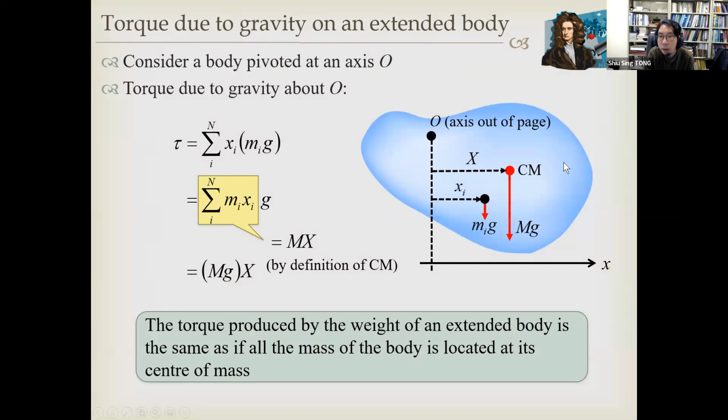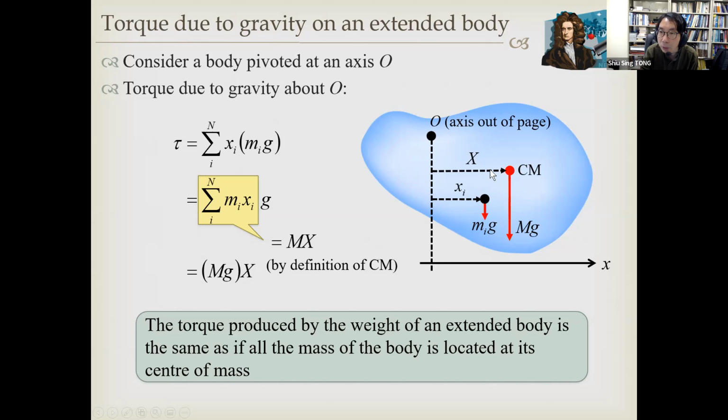Now we consider an extended body pivoted about a certain point O. Okay, so we have a nail. Imagine you have a nail that pins the body to a fixed wall, and the body is free to rotate about that pivot. Okay, can you imagine that? So now you have a rotation axis O that is pointing off page. That is your pivot point. That is your pin. Okay, so the body is free to rotate about this axis O. Now the center of mass is somewhere here in the body.